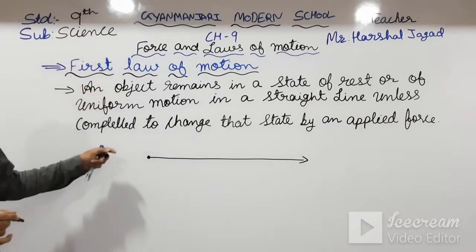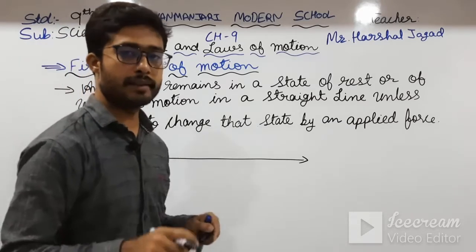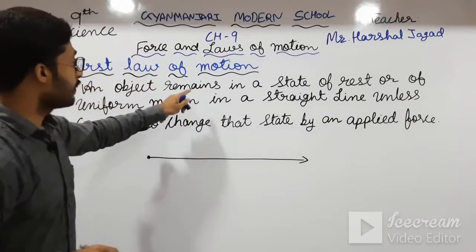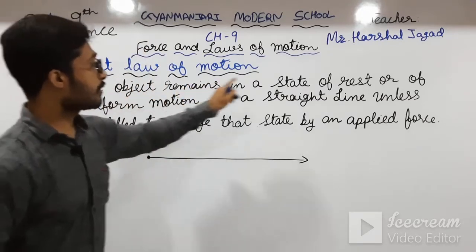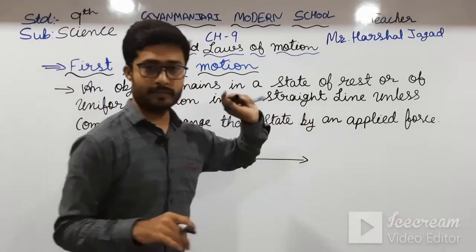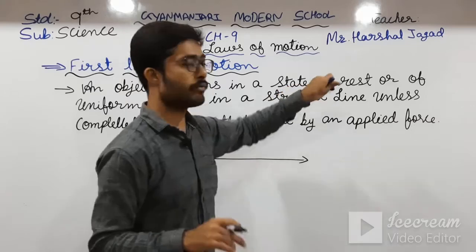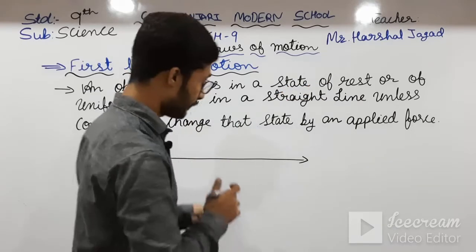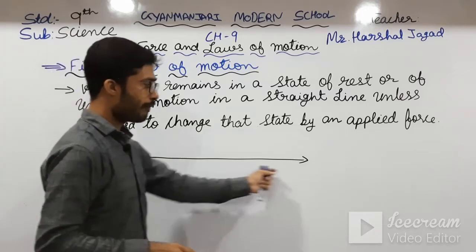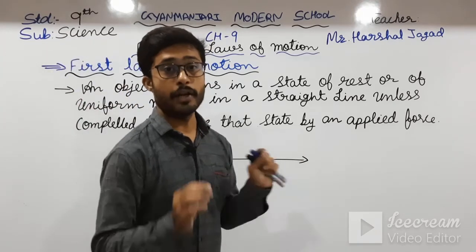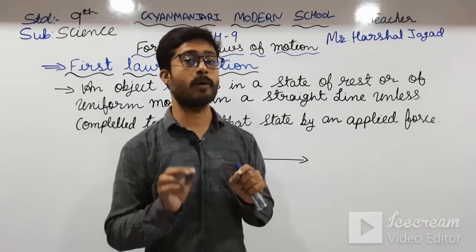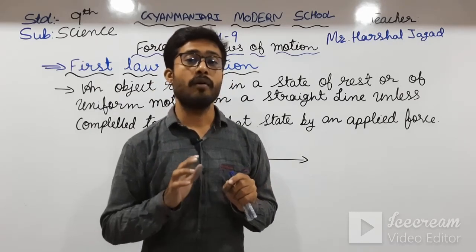Okay students, an object is moving with uniform motion. See here, an object in uniform motion in a straight line. Now we are not taking the state of rest, I have already taught you. And if an object is in uniform motion, which uniform motion? You have studied what is uniform motion and what is non-uniform motion.